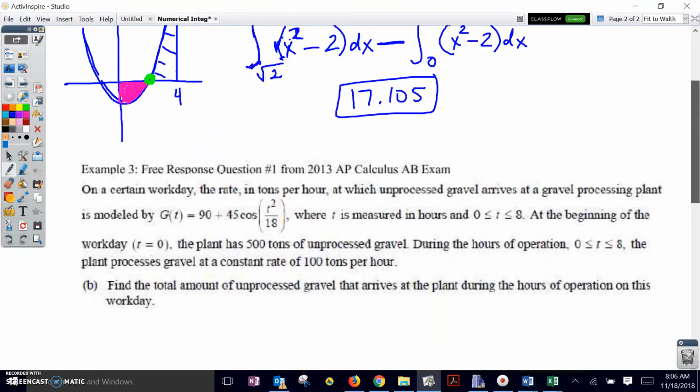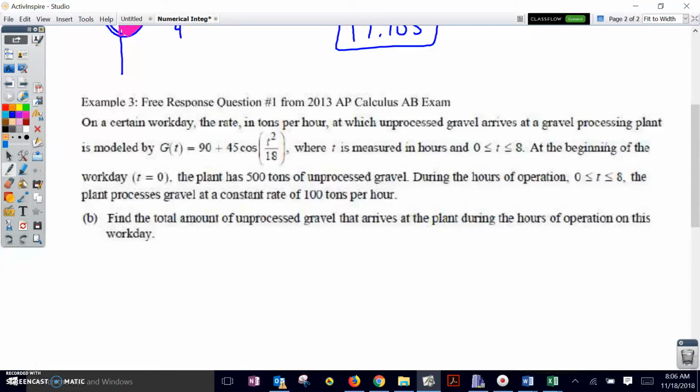Alright, the last example, example 3, is from free response question number 1 from the 2013 AP Calc AB exam. On a certain workday, the rate in tons per hour at which unprocessed gravel arrives at a gravel processing plant is modeled by g of t equals 90 plus 45 cosine of the quantity t squared over 18, where t is measured in hours and t is between 0 and 8.